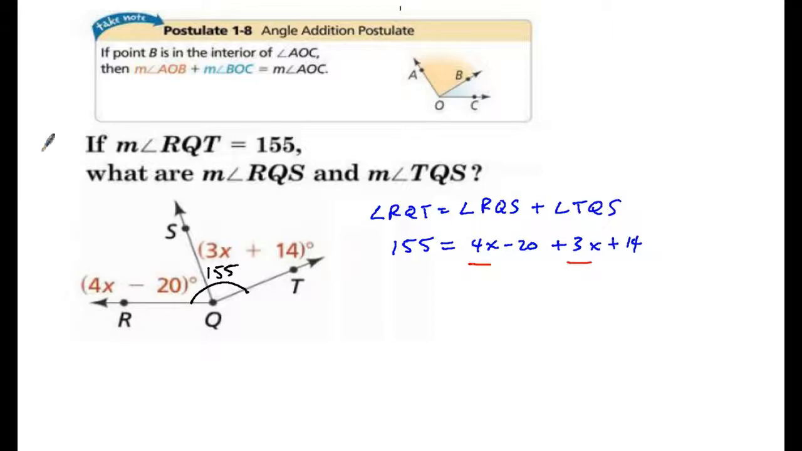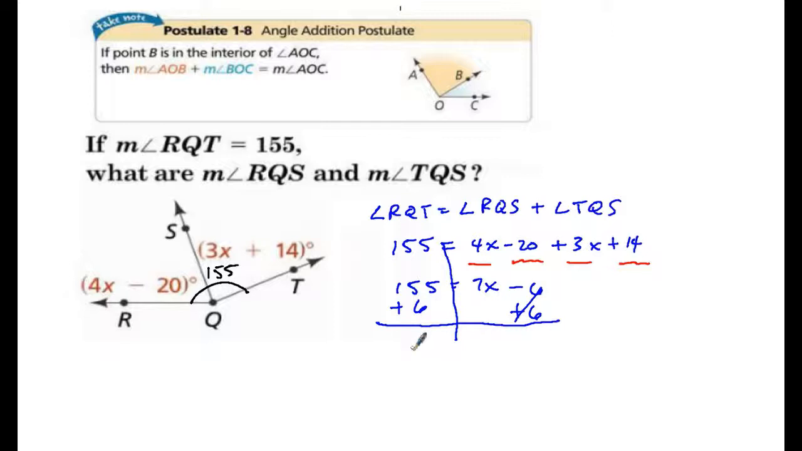Now we want to combine terms. So let's start with the x's. We're going to combine the 3x and the 4x. So that's going to be 155 equals 7x. And then we want to combine the terms of negative 20 and 14. So that'll give us a negative 6. And now we're going to go ahead and solve for this. I'm going to add 6 on both sides. 6 cancel. This is going to be 161 equals 7x. I want to divide both sides by 7. Oops, here, 7 here. And so that means that x is going to equal 23 once you plug it in the calculator.